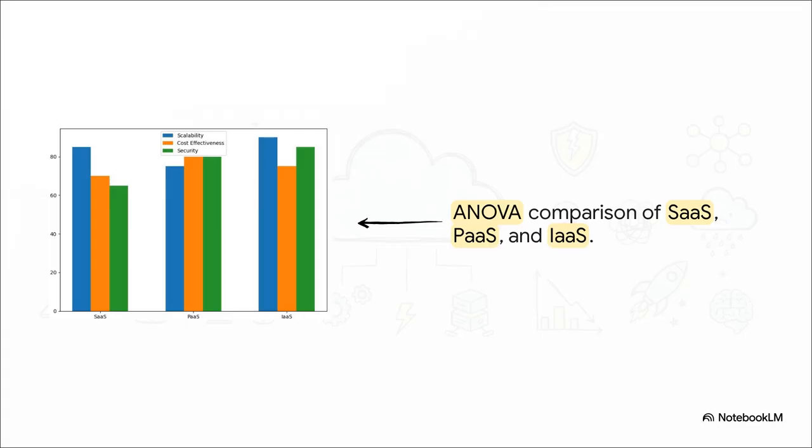Now, what's really fascinating here is when we compare these models directly using an ANOVA statistical analysis, clear trade-offs start to jump out. IaaS is the absolute winner for scalability and security. It offers unparalleled flexibility and control over your resources, which makes it perfect for massive enterprise scaling. But PaaS actually takes the crown for cost-effectiveness. By stripping away the burden of managing the physical hardware, it drastically cuts down operational costs for software developers. The big takeaway here? There is definitely no one-size-fits-all solution. The block you choose directly dictates your budget and your security posture.